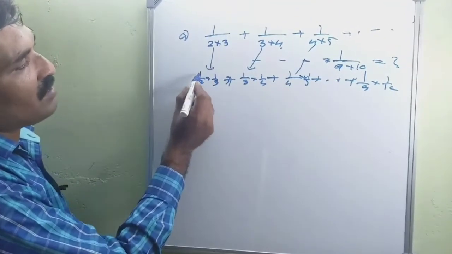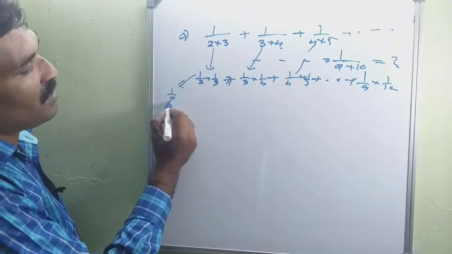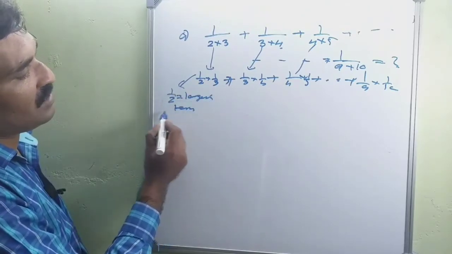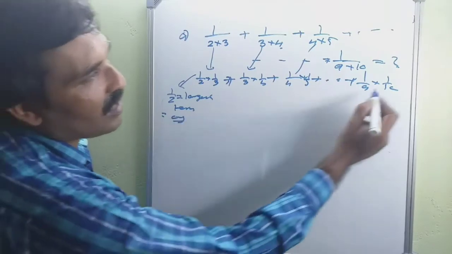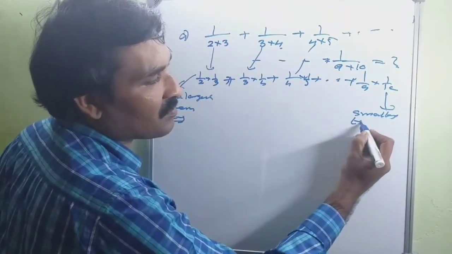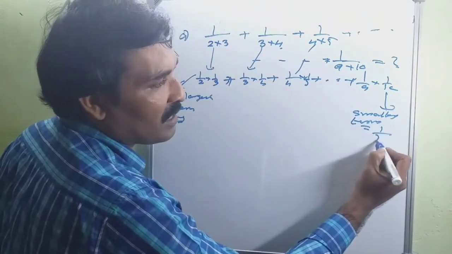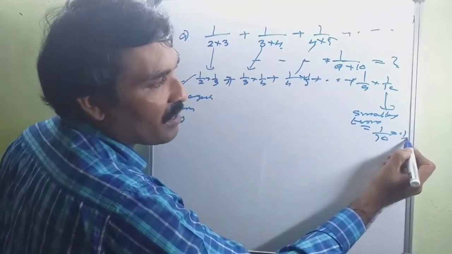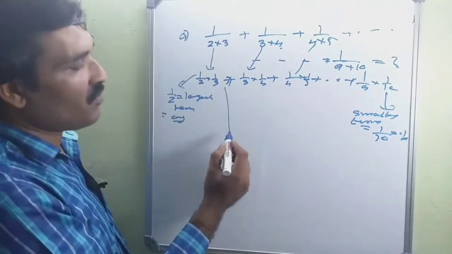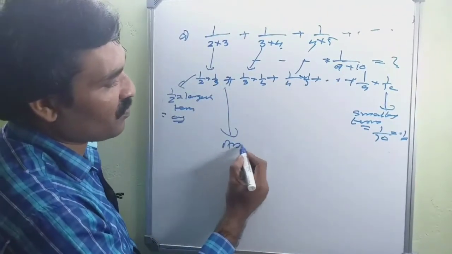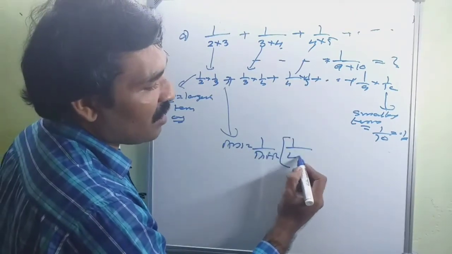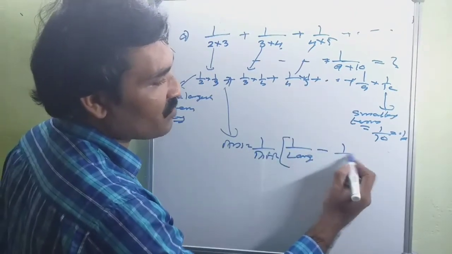In this expression, 1 by 2 is the largest term. This is equal to 0.5. And the smallest term is equal to 1 by 10. 1 by 10 is equal to 0.1. Here there is no roots. So for this, the answer is equal to 1 by difference, 1 by large minus 1 by small.